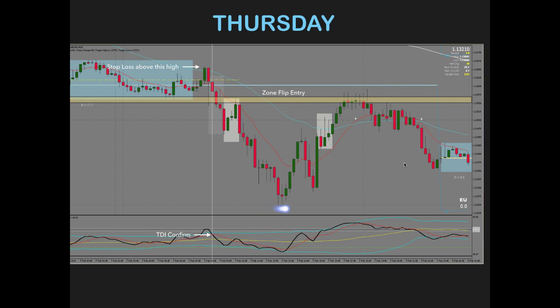All right, now if you're taking this trade here, you're looking to exit the trade down here, as we have met our objective of trading through the previous day's low. Or if you took this zone flip trade in New York, you're looking to exit your trade right here, at the end of the session, obviously.